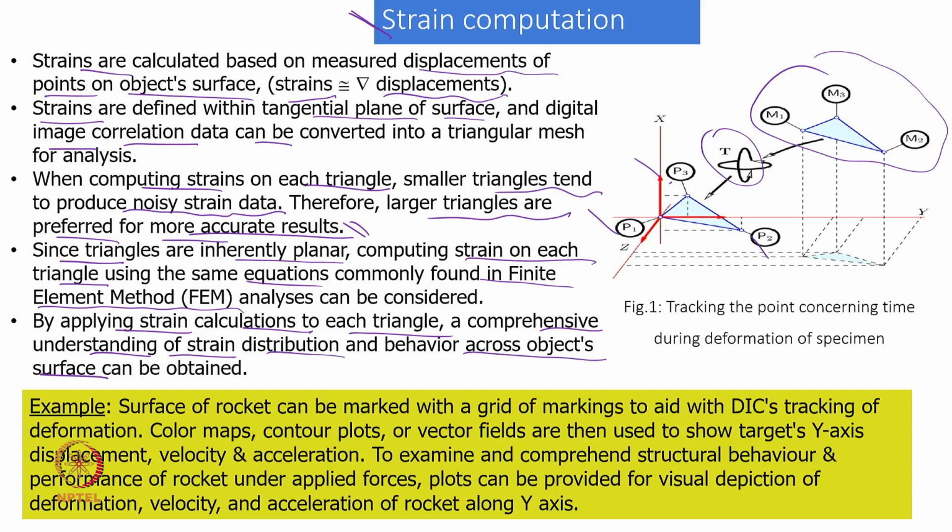Now, I will just take one example from a paper which was published; I am just taking one reference. Say the surface of a rocket can be marked with a grid, maybe a number of dots on the rocket itself, and then we keep tracking using the DIC method. We can produce color maps, contour plots or vector fields, whichever is required. Now, if I am interested in displacement, I can plot displacement with time, or velocity with time, or acceleration with time. Those are possible.